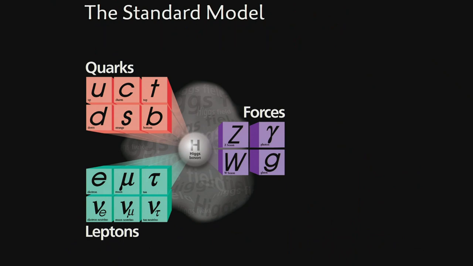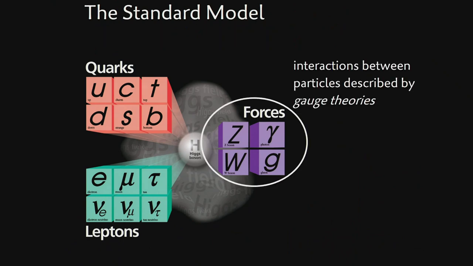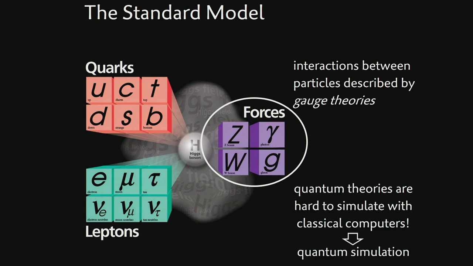So then, the standard model. You have a number of elementary particles that describe the matter in your system, and the interactions between them are described by gauge theories. I'm not going to get into detail because I don't know the detail, but they are described by theories that have certain mathematical symmetries, and these theories are quantum mechanical theories at heart, so they are difficult to simulate with classical computers. And thus comes the idea: perhaps we could simulate them on a quantum computer.